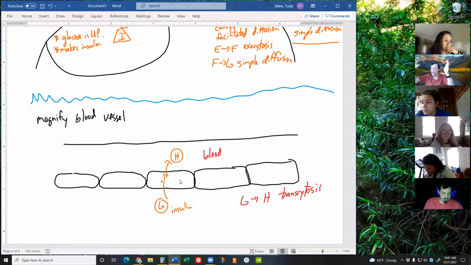that's considered transcytosis. So if you answered endocytosis, you're not wrong. It's just that you only gave us half the answer, right? You've got to couple everything together. When you couple the endo and exo together, that's going to be considered transcytosis. Okay. All right.